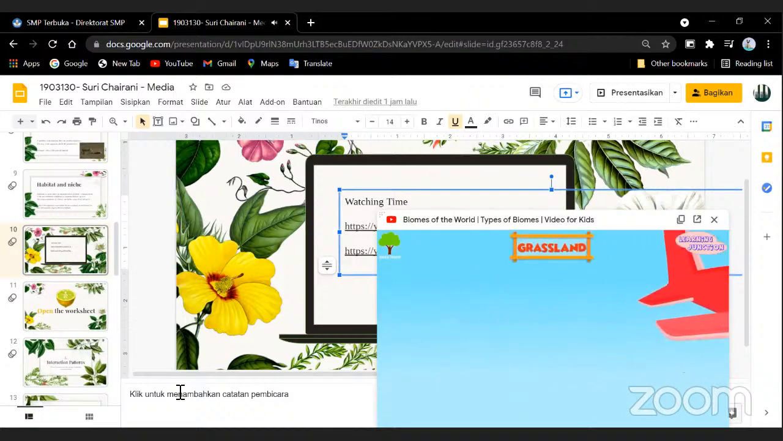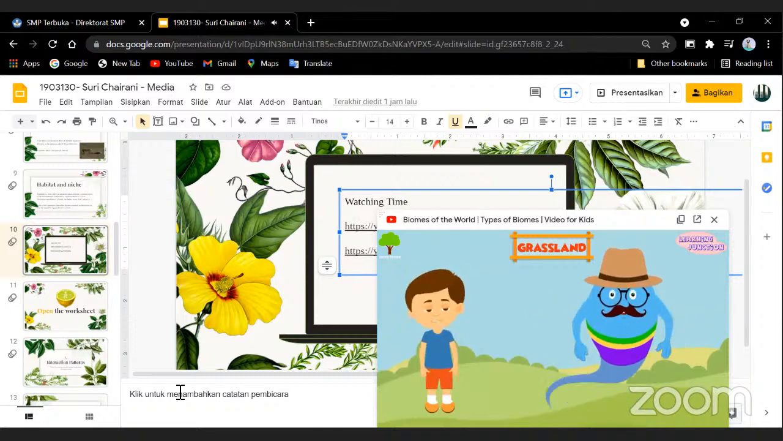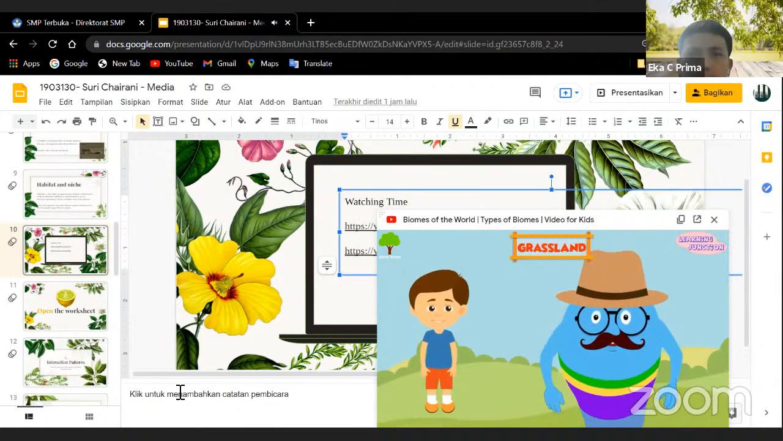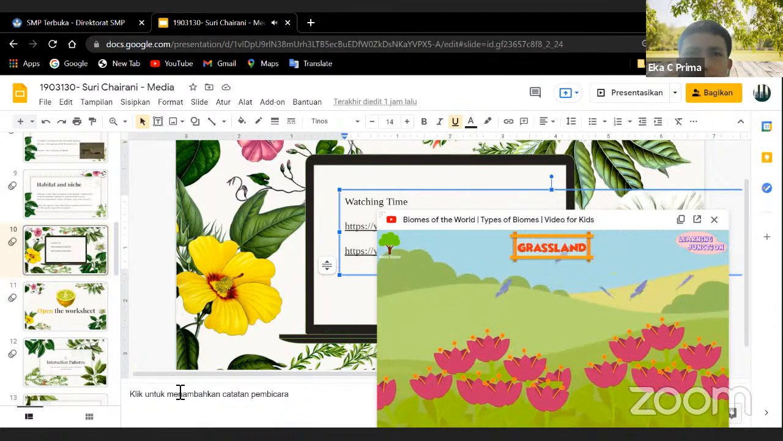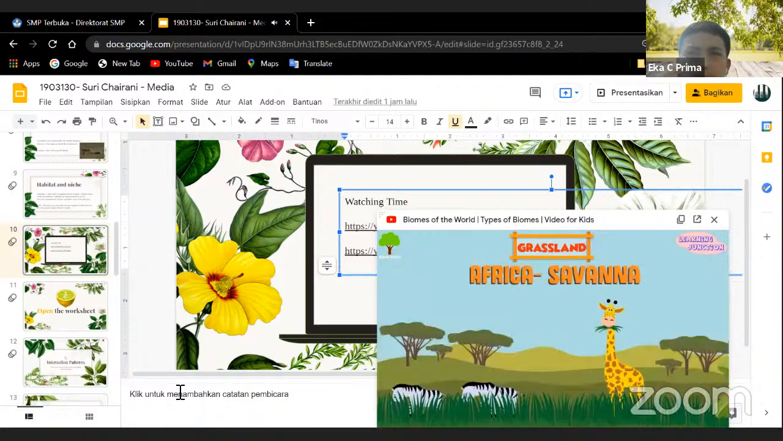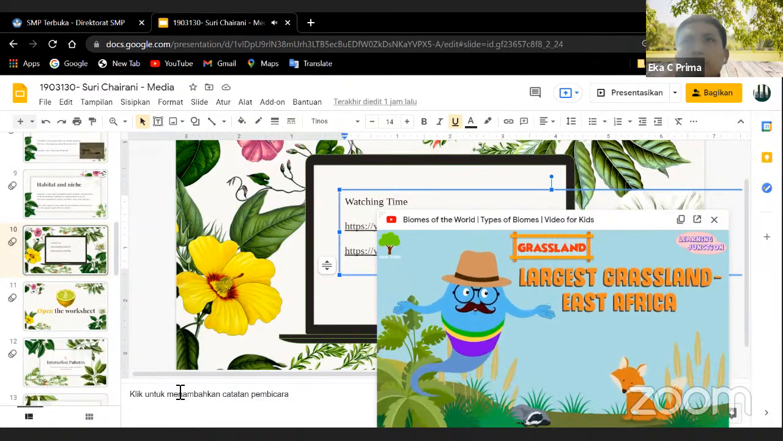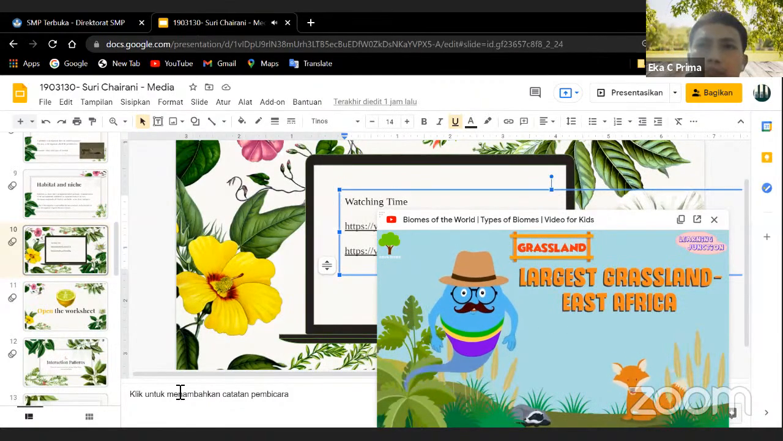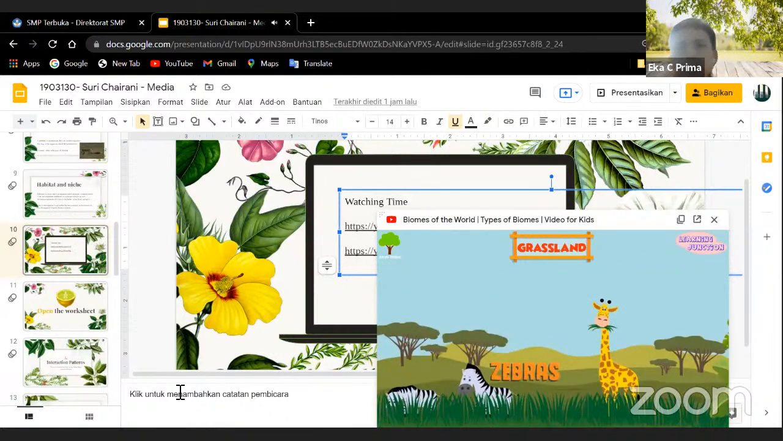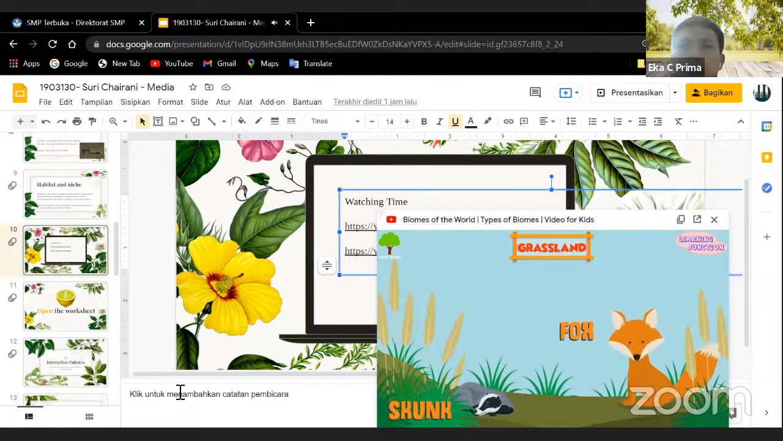Let's move towards the grasslands. Grassland biomes are places that receive more rain than deserts, but less precipitation than forests. Most of the plants here are grasses and wildflowers, which don't need much water. In Africa, grasslands are called savannas, and in South America, they're known as pampas. The largest grasslands are in East Africa. Grasslands support a variety of species. For example, zebras and giraffes live in the savannas. You'll see foxes, skunks, etc.